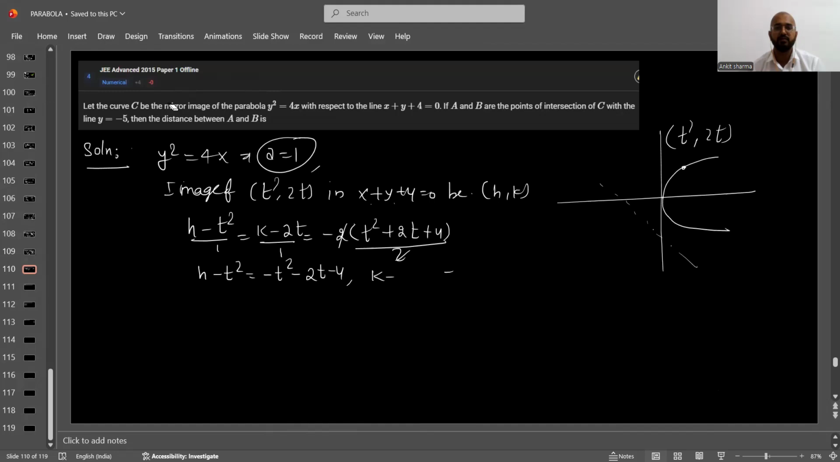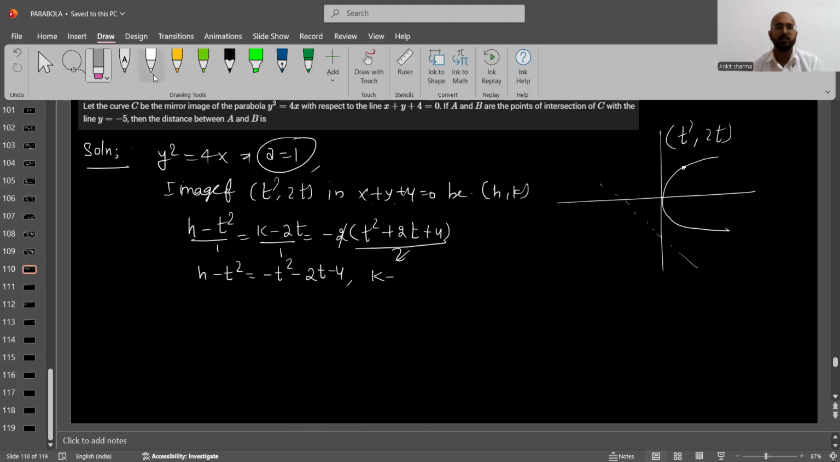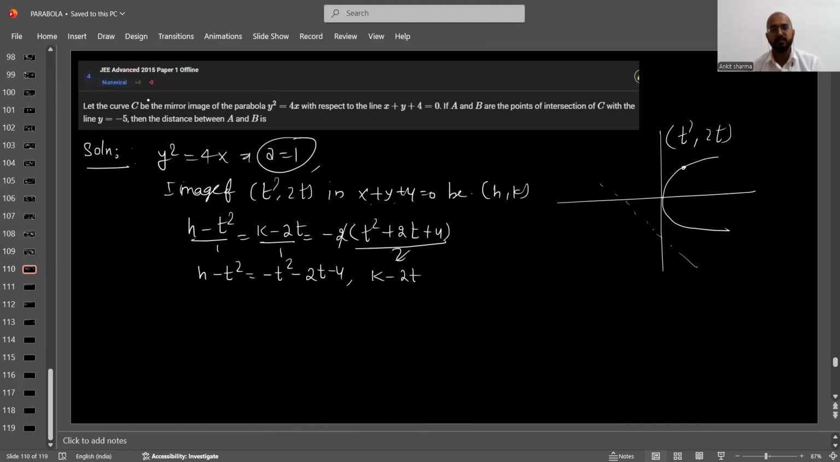That means I'll be having now k minus 2t is equal to minus of t square minus of 2t minus of 4. So this and this get cancelled, and here t square and t square get cancelled. So we get h is equal to minus 2t minus 4 and k is equal to minus t square minus 4. So now we need to eliminate t. So from here we can find out t and just plug in here.